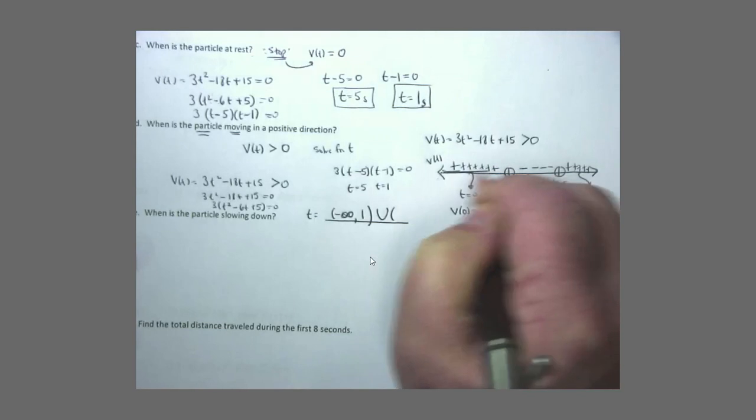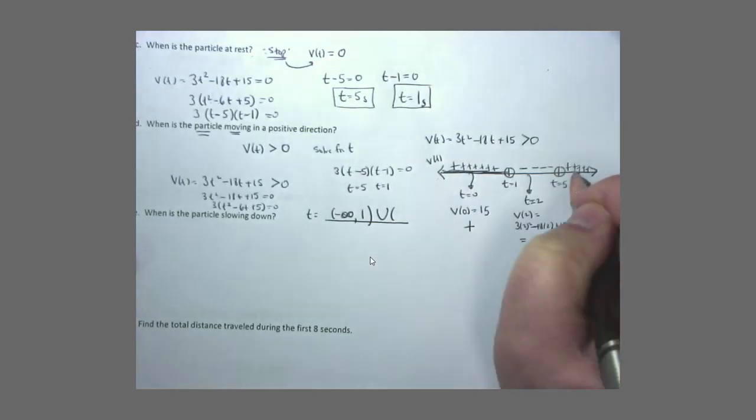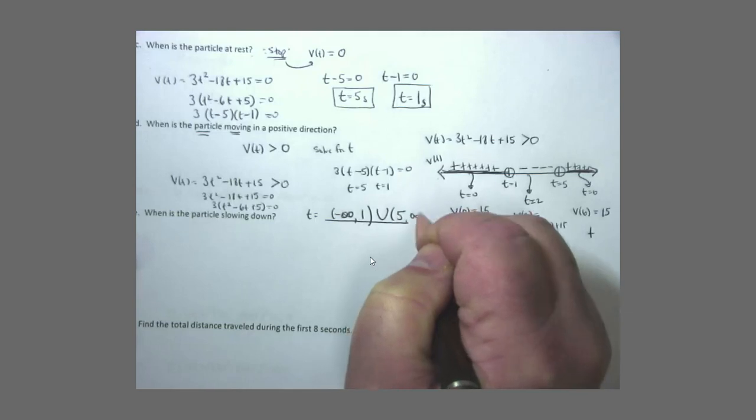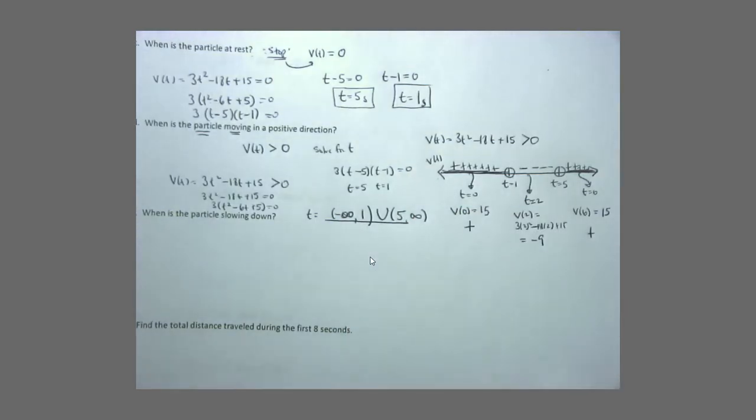So it's over here, no restriction on time, and it's over here, from 5 to infinity. Those are the times that the particle is actually moving in a positive direction, moving to the right or moving up. Hopefully this didn't come as a huge surprise. Solving quadratic inequalities, you have to do the test values and the number line bit. That's how we did it before.